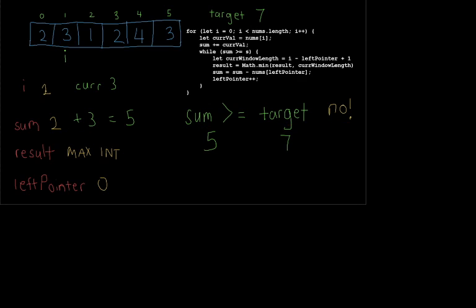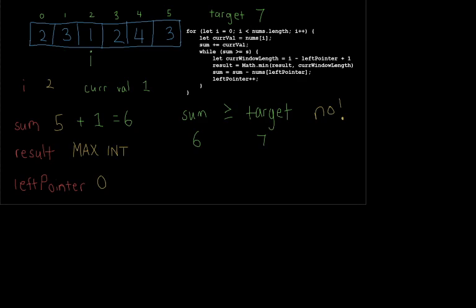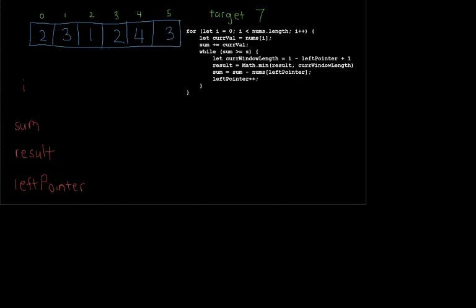Let's blank out step 1 and go to step 2. So previously sum was 5, okay? Now I has moved up to 2, and the value of I is 1 right here. And so we add 1 to the sum, and we get 6. We check to see what the sum is compared to the target. Is it greater? No. So we continue. Let's blank out step 2 and do step 3.